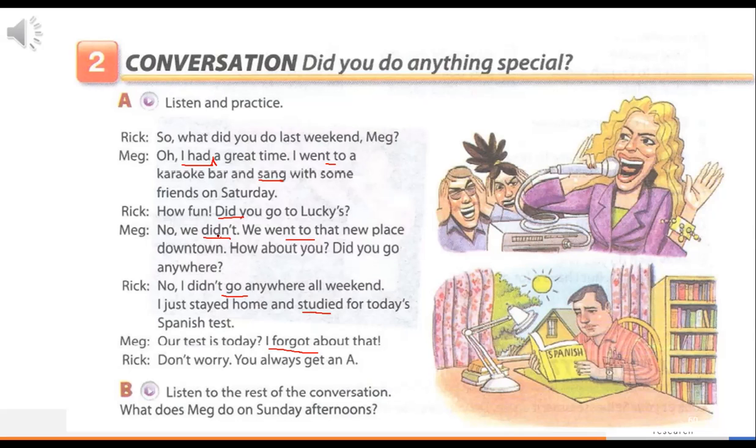Okay. So now let's listen to the rest of the conversation. So what does Meg do on Sunday afternoons? All right. So what does Meg do on Sunday afternoon? I'm going to play the second part of the listening and you answer that question, please. What does Meg do on Sunday afternoon? Okay. So la tarde del domingo.